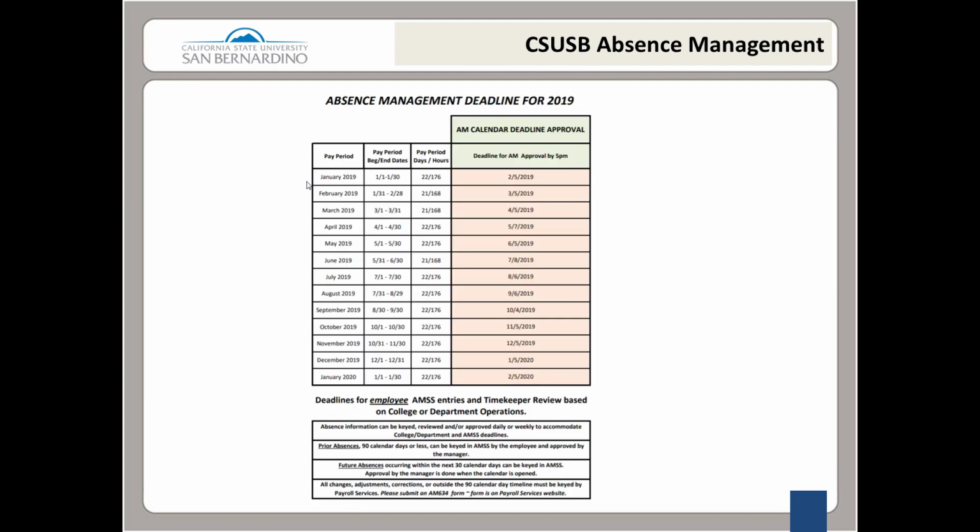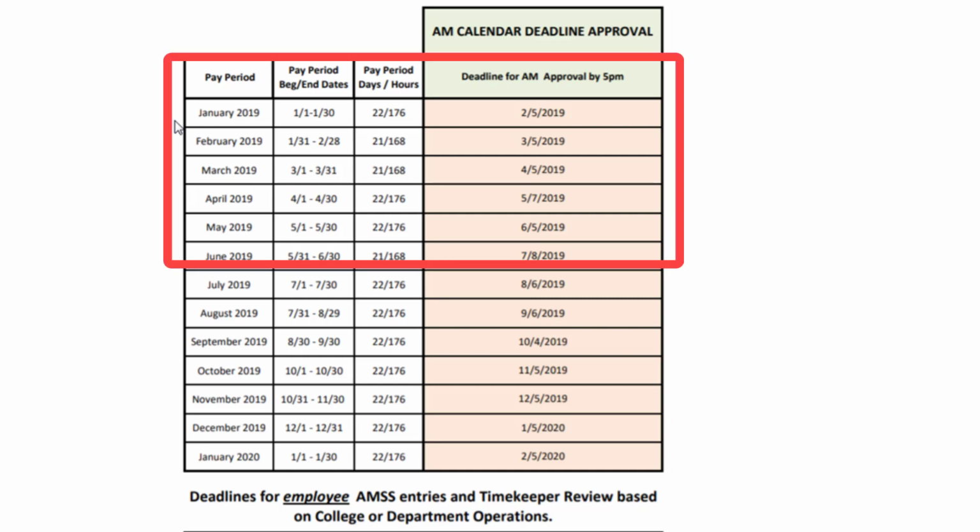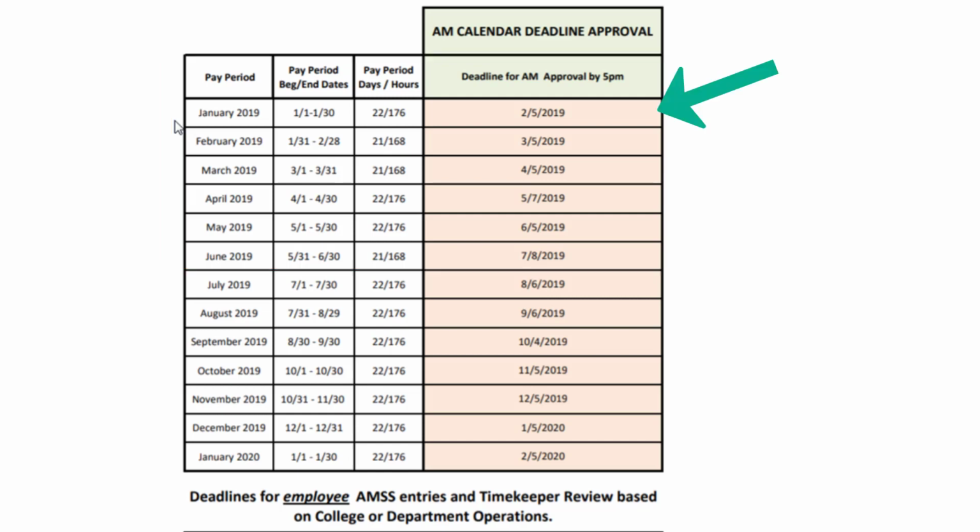Next is an example of an absence management calendar. Please visit the payroll website to access the most current absence management calendar deadlines for the current year. Note that dates or period of dates are included and the approval deadline. That deadline is the deadline that your approver should have completed all the approvals by the end of the day.